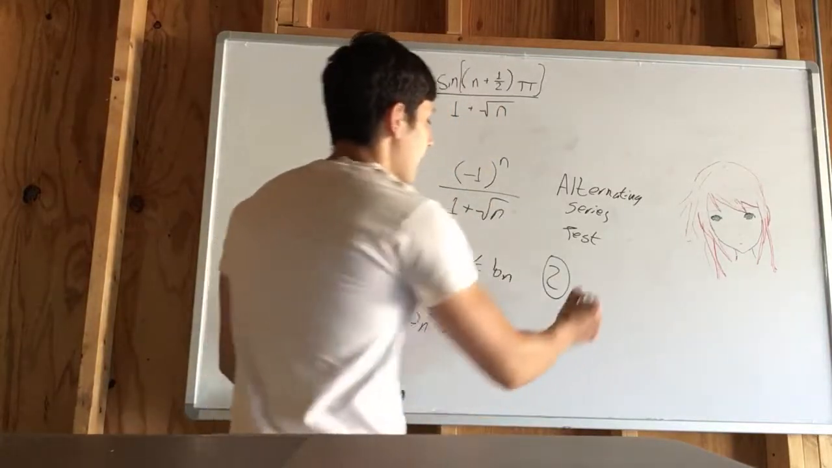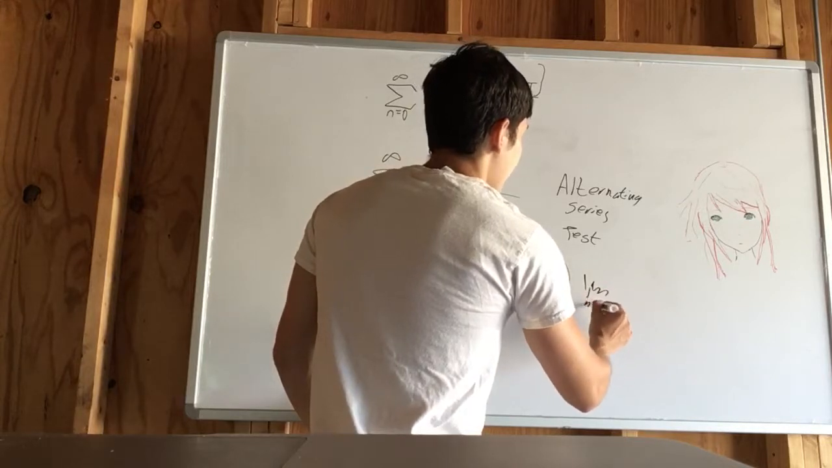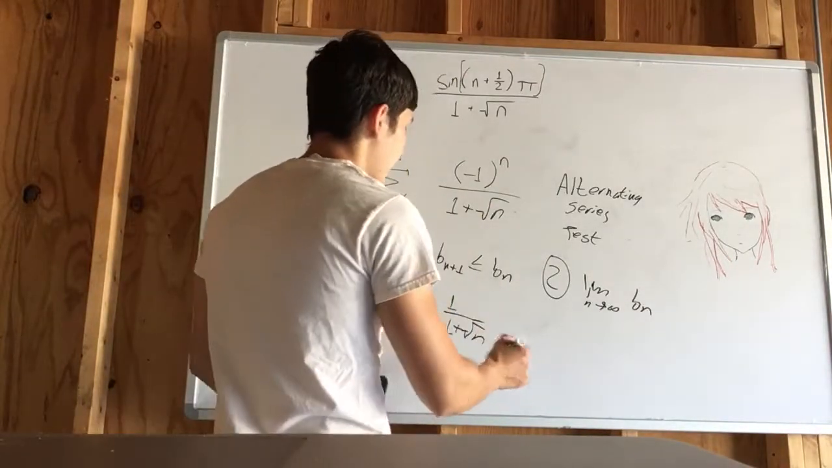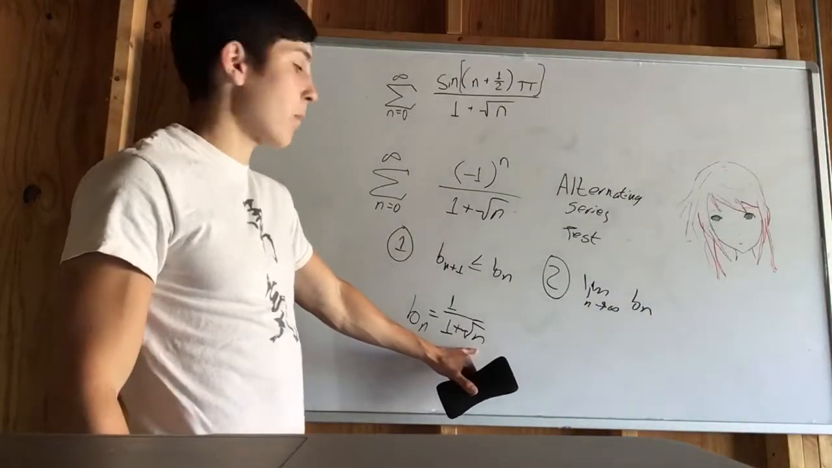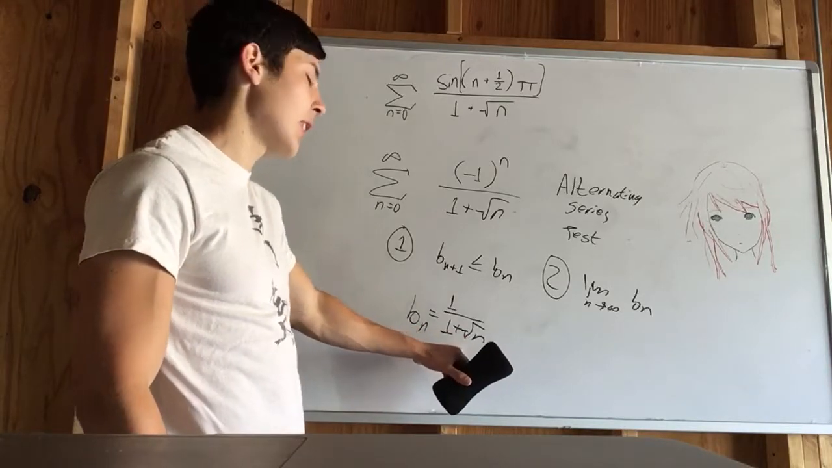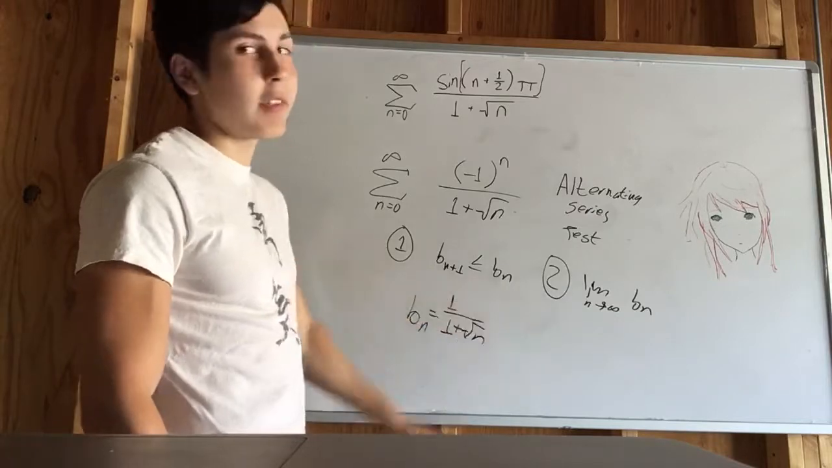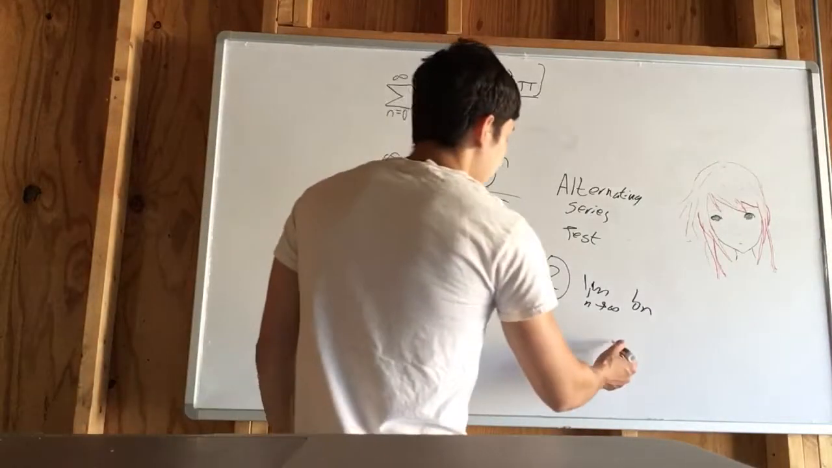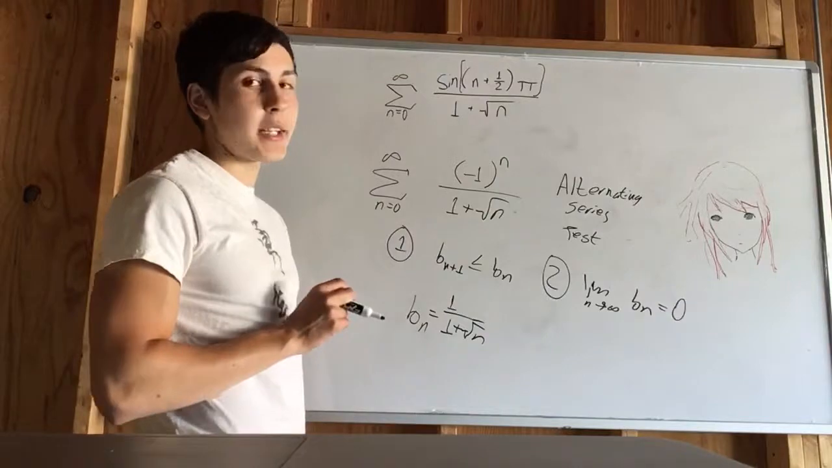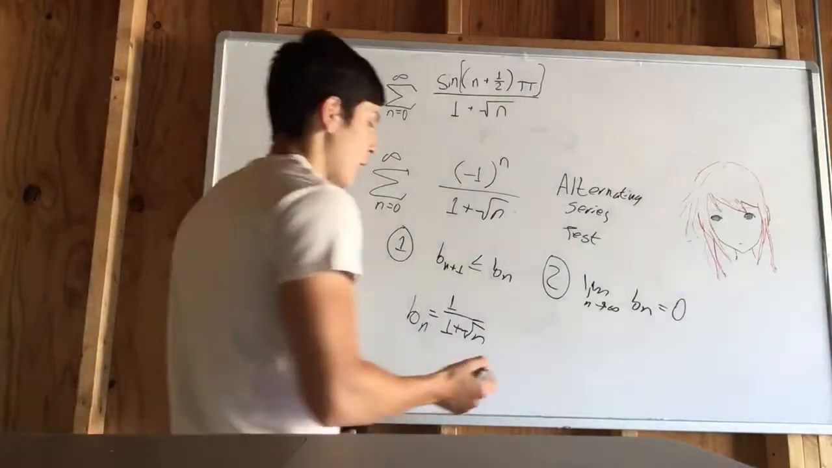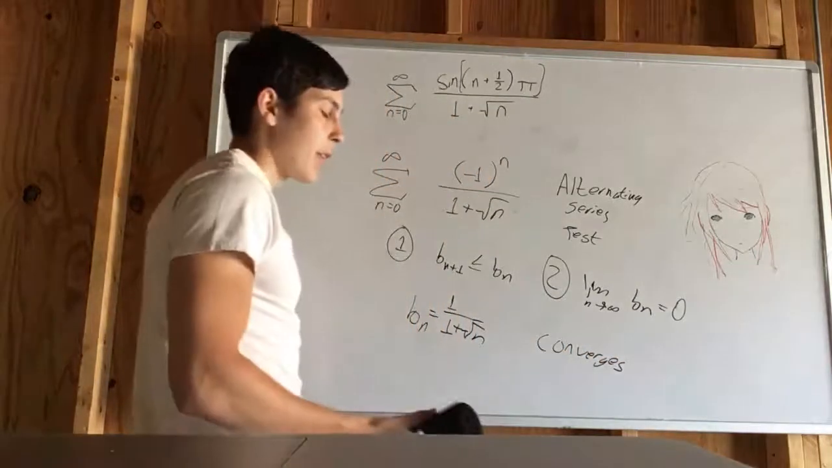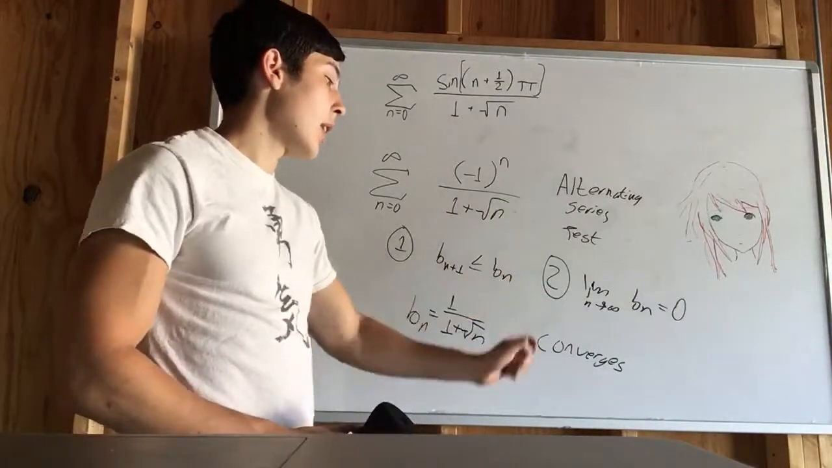The second part is that we take the limit as n approaches infinity of b sub n. So let's plug in infinity into this thing. What happens? We get infinity in the denominator, because the square root of infinity is just infinity, and we add 1 to infinity, that's just infinity. 1 divided by infinity is 0. So this does equal 0. So it does pass both conditions of the alternating series test, and therefore it converges. If it hadn't passed, then we wouldn't know if it converges or diverges. We would have to do some other test. But since it passed both conditions, then we know it converges.